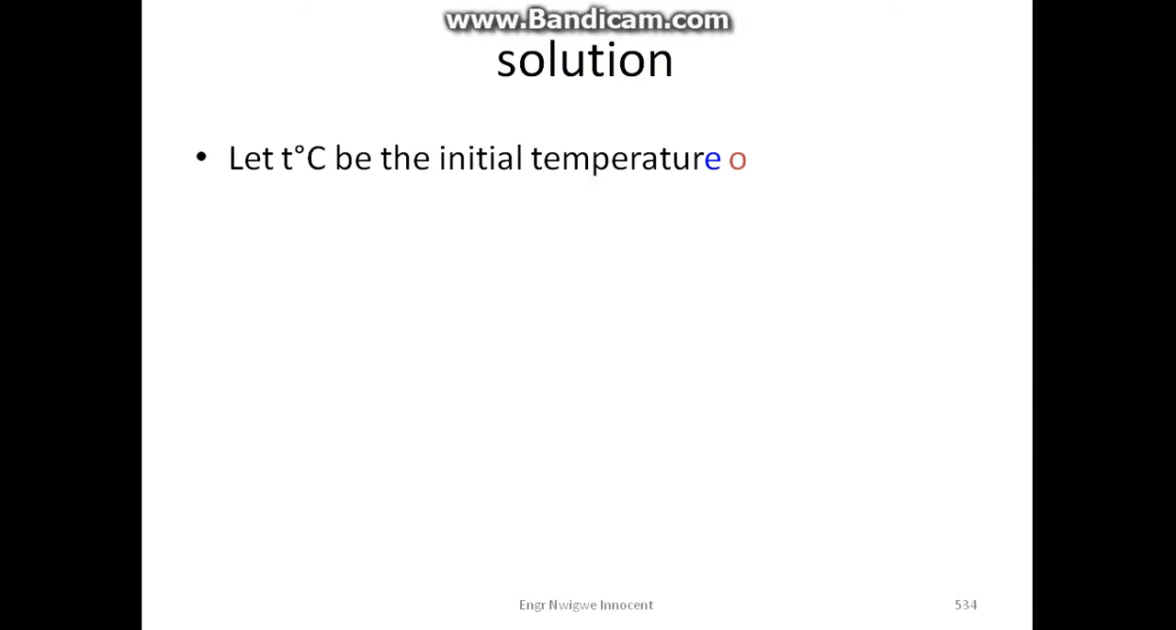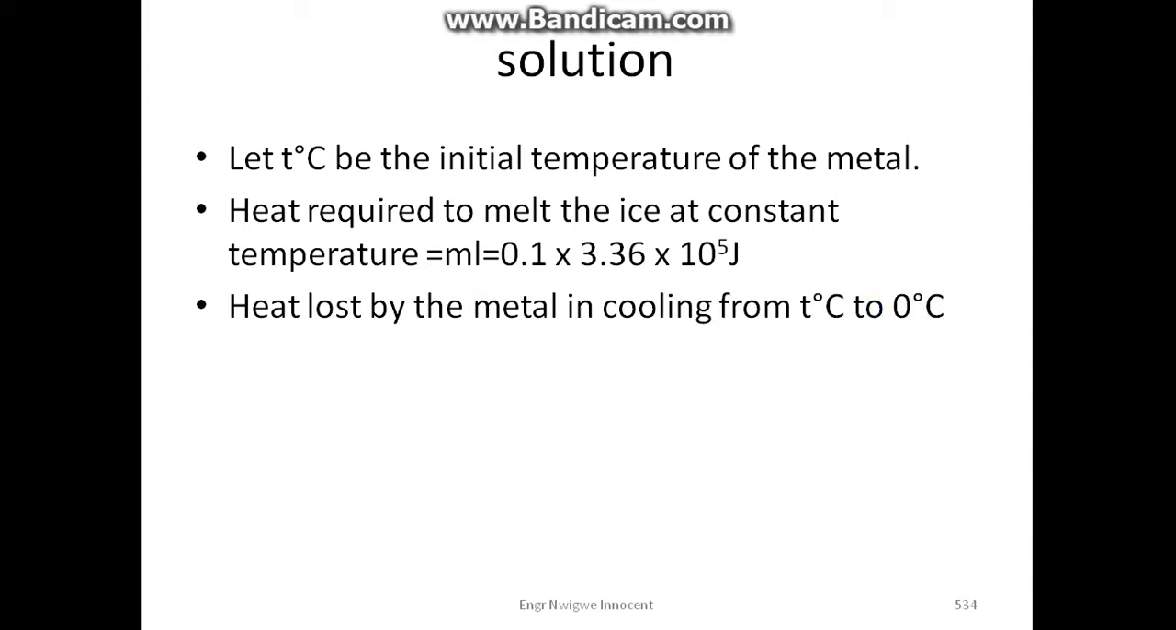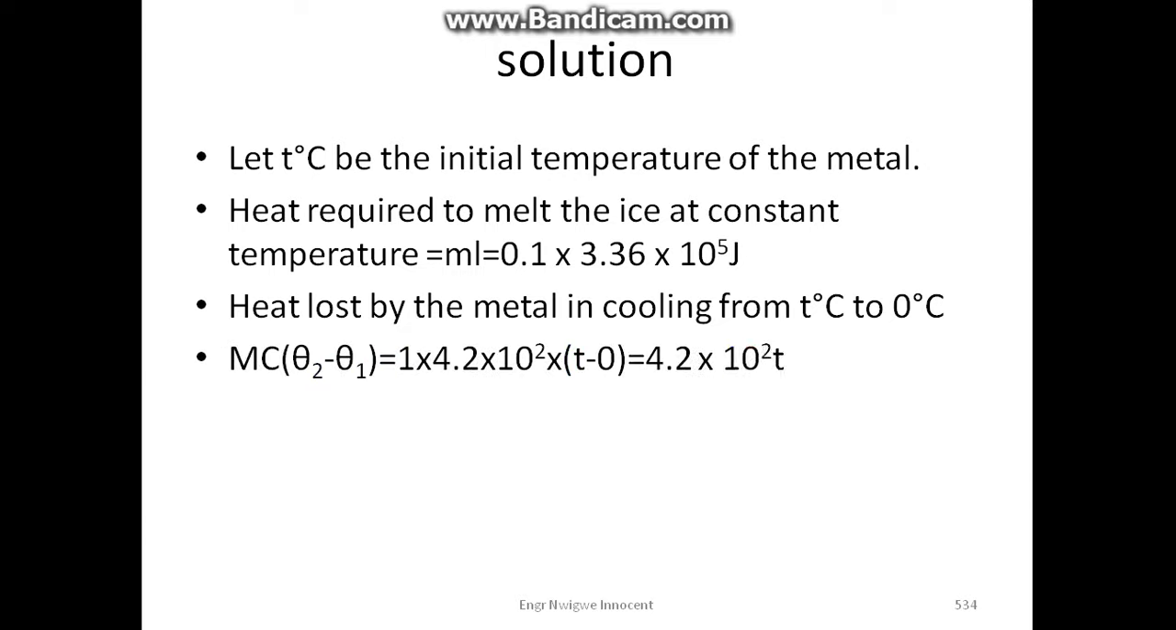Solution. Let T degrees centigrade be the initial temperature of the metal. Heat required to melt the ice at constant temperature is equal to mL. This equals 0.1 times 3.36 times 10 raised to power 5 joule. Heat lost by the metal in cooling from T degrees Celsius to 0 degrees centigrade is mc(theta 2 minus theta 1), which equals 1 times 4.2 times 10 raised to power 2 times (T minus 0), equals 4.2 times 10 raised to power 2 T.